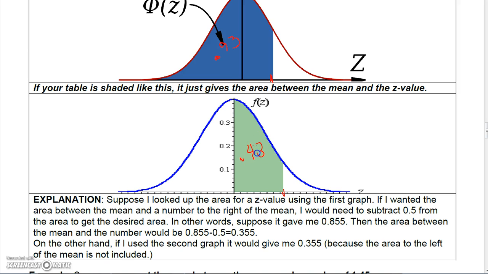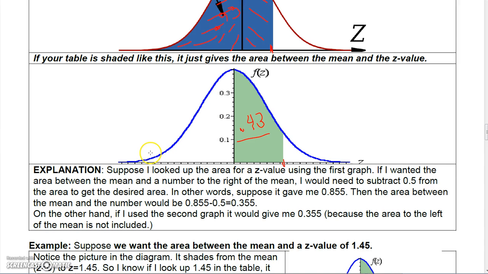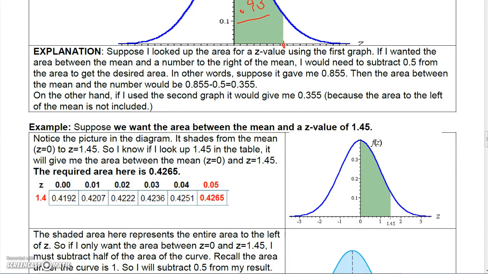This table up here not only gives you this area, but it also gives you this area over here. Remember, this area is 0.5 over here. So if I look up the same z-score in the table that uses this chart, then it's only going to give me the area in here, and it's not going to give me the area over there. So you have to know how to read the table in order to look up these z-scores.